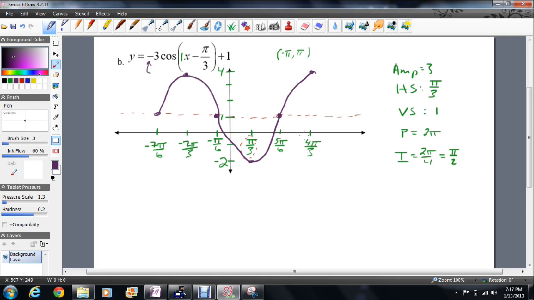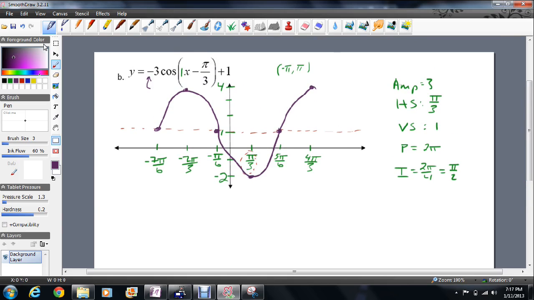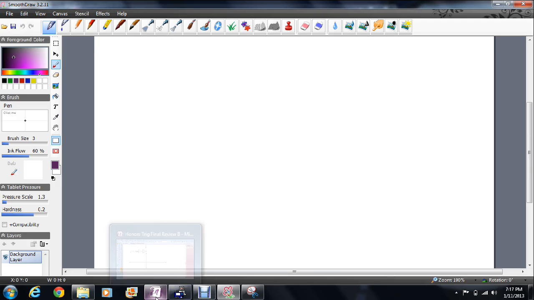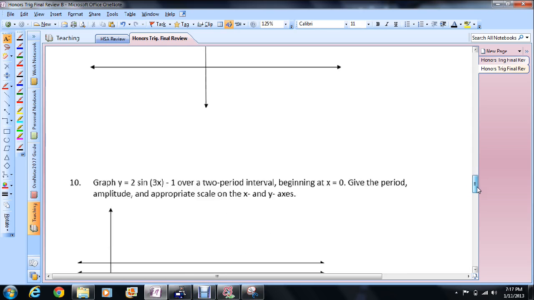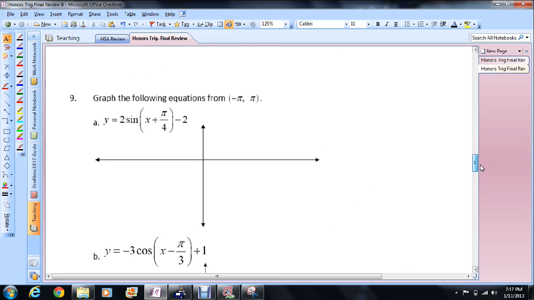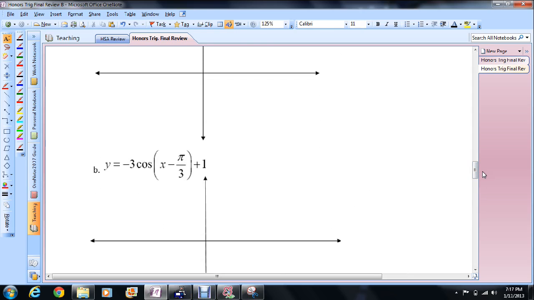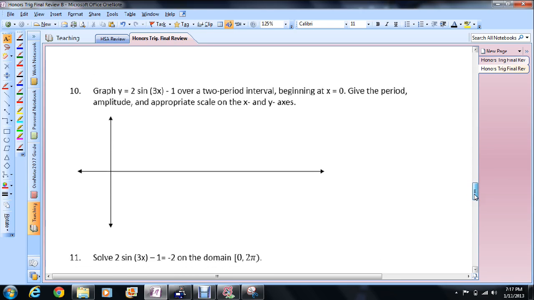And there we have it. We have it over from negative pi to pi, actually a little bit bigger than that, so we went a little above and beyond what they asked us to do. Okay, great. And let's try the last one, part C. Oh, I'm sorry, there's no part C for this problem, so let's do number 10, which is another graphing problem, so it goes with what we were doing.